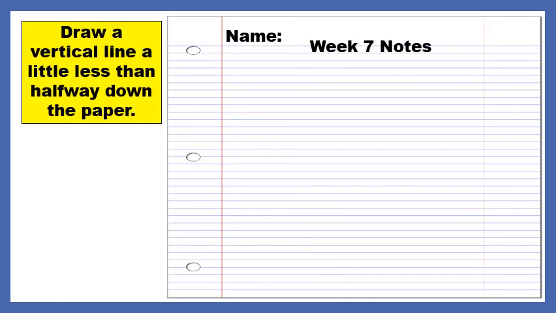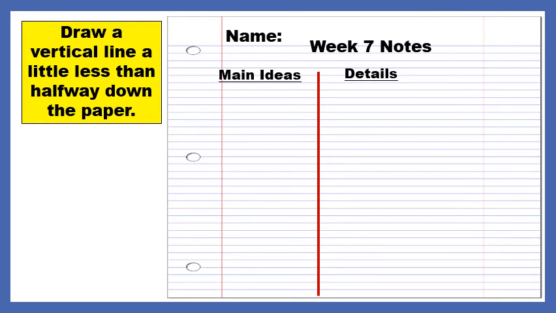And then I want you to draw a vertical line a little less than halfway across the paper. So it should look like this, okay? Imagine you're folding your paper in half, but just do a little less than half and draw this line all the way down the paper. Now, on the left of this line, I want you to write main ideas. And to the right of this line, I want you to write details.